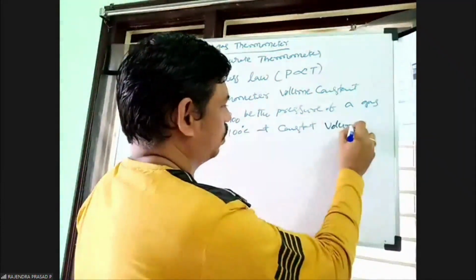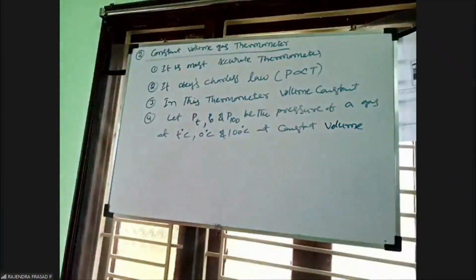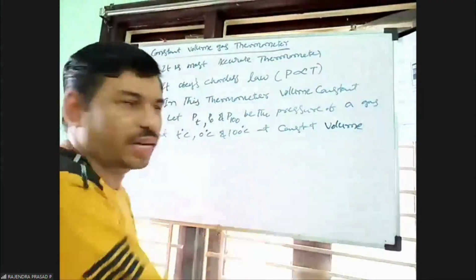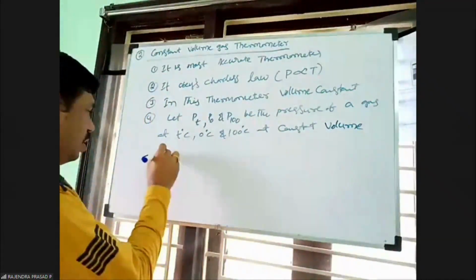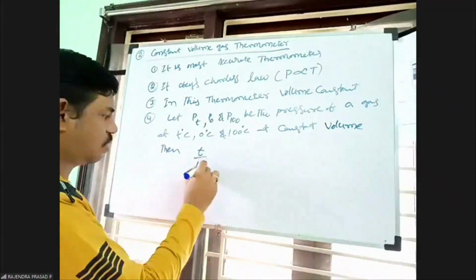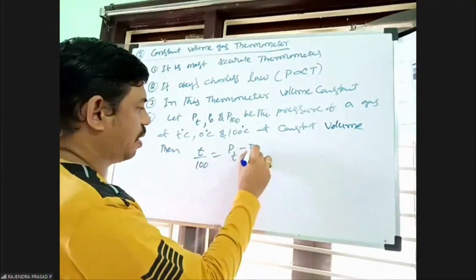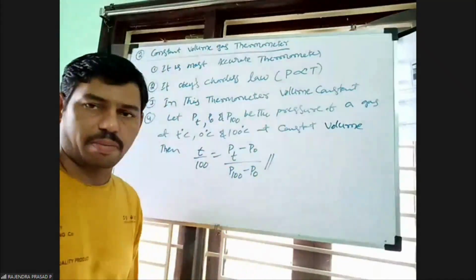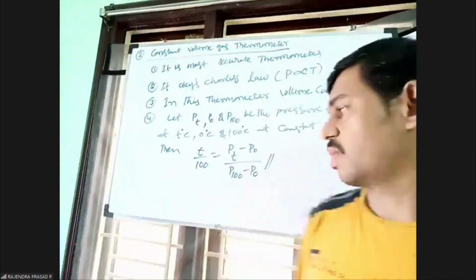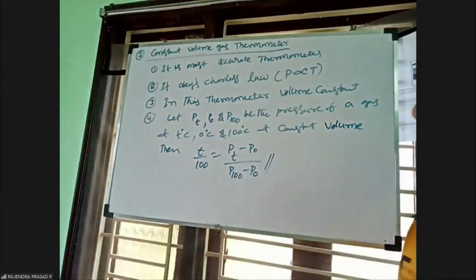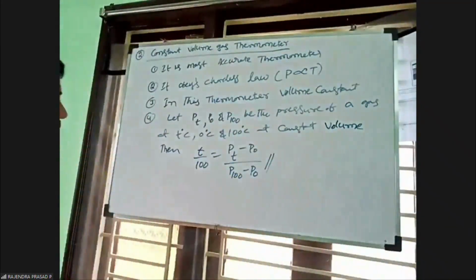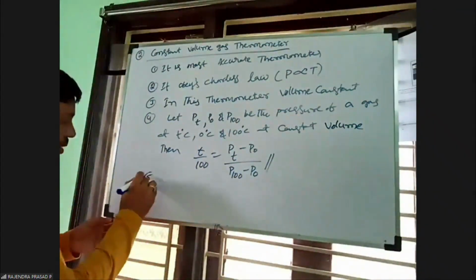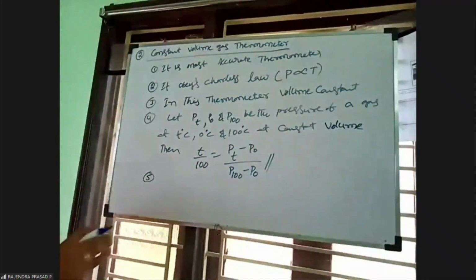Active, sir. Right. Let PT, P0 and P100 be the pressure of a gas at T degrees, 0 degrees, 100 degrees at constant volume. So then, same, T by 100 is equal to PT minus P0 by P100 minus P0. Same, P in place of X. Final formula important. So main point, fifth point.